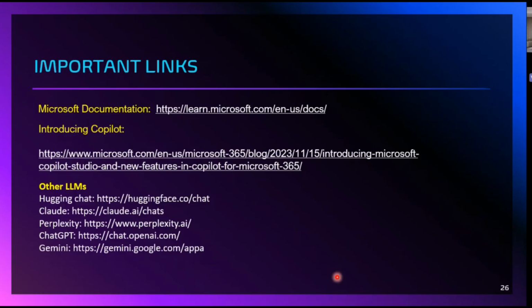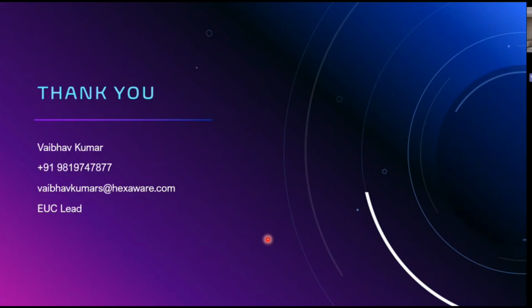So one more thing to add here. These are the important links, the documentation which I used, and introductions to Copilot and other LLM sites or products that you can use. Definitely, Gemini is already there in Android, so you can use it. And Perplexity, I just started using it. I'm not well versed in it, but I found it very great. And ChatGPT doesn't need an introduction.